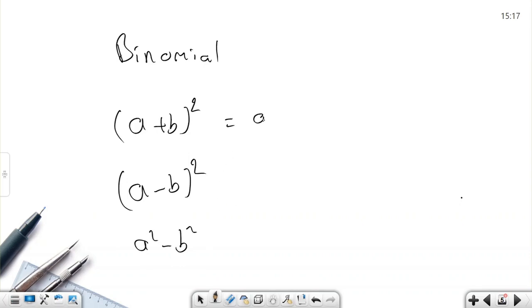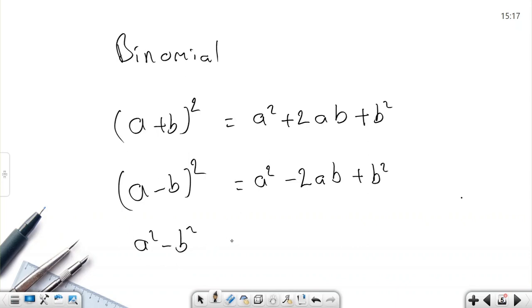So that's equal to a square, so first term square, plus 2 times first term multiplied by second term, plus second term square. That's very similar to the first one. So the difference of two terms, square of that one: first term square minus, that's only here, minus 2 times first term multiplied by second term, plus second term square. And a square minus b square, that's it. That's equal to a plus b multiplied by a minus b.